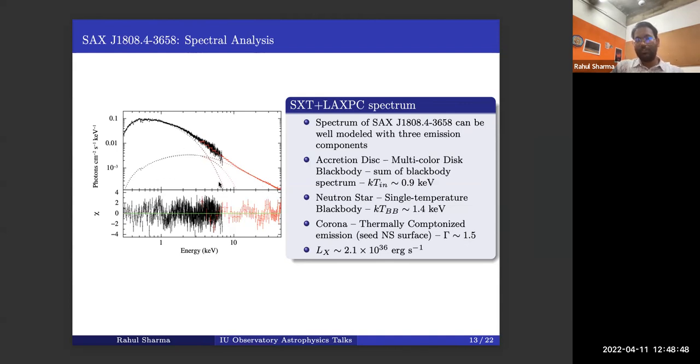So in this case, we found that if we use the seed photon from the neutron star surface, it can be well modeled. If we use the seed photon from the disk, we get a worse fit than this one. So this is our best fit, where the seed photon from the neutron star surface is considered in the corona, and gets upscattered and produces this hard X-ray emission.